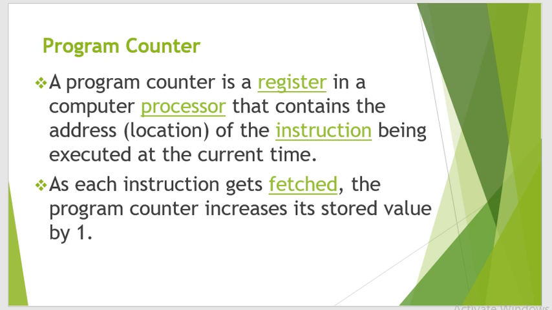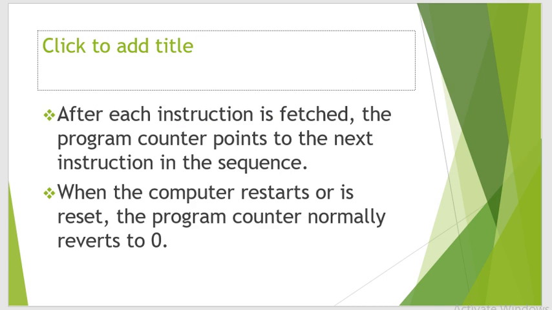The program counter consists of the flag registers. The flag registers denote the address of the opcode fields. These kinds of usage are in the program counter register. After each instruction is fetched, the program counter points to the next instruction in the sequence. When the computer restarts or is reset, the program counter normally refers to 0.